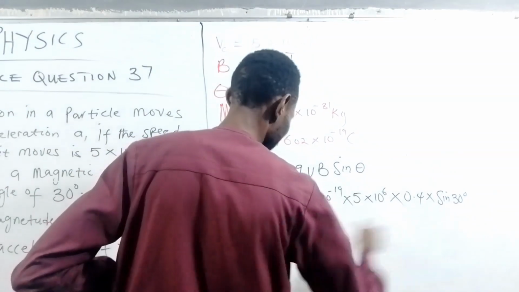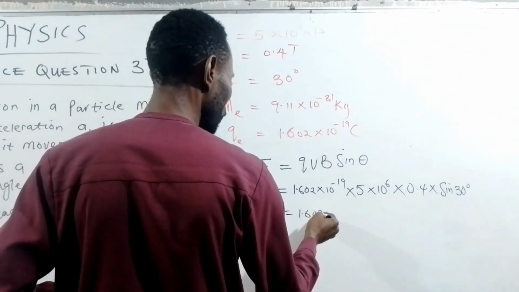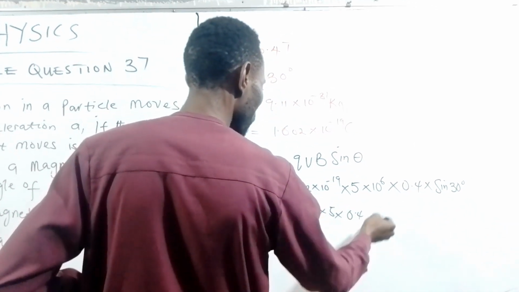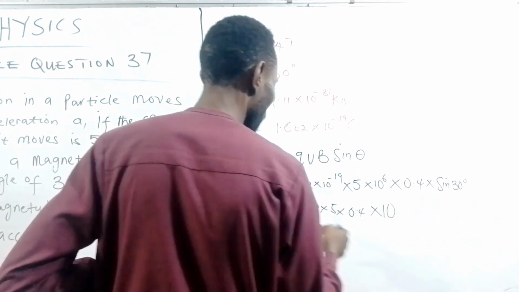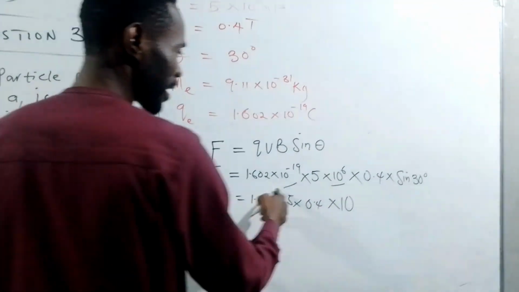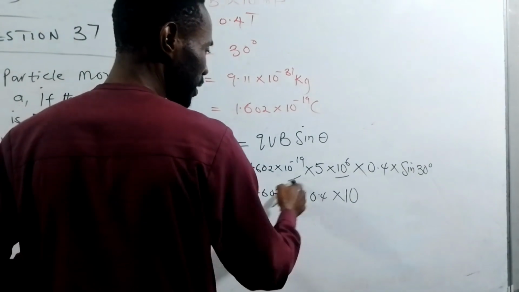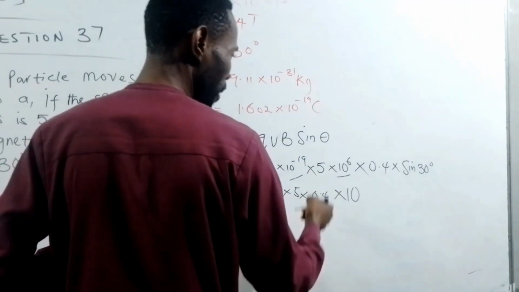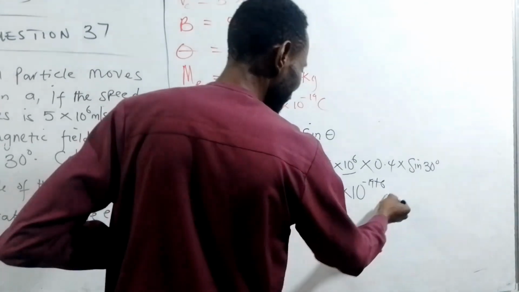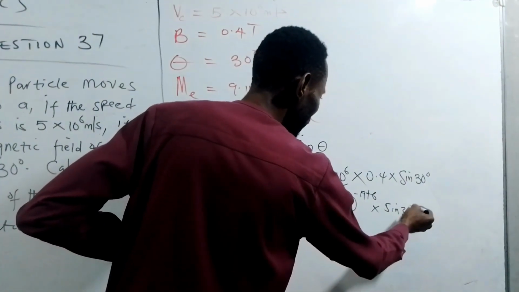Now, let's take this. This is equal to 1.602 times 5 times 0.4 and times 10 raised to the power minus 19 times 10 raised to the power 6. Now the bases are the same, so we add up their powers: minus 19 plus 6. Then times sine 30 degrees.